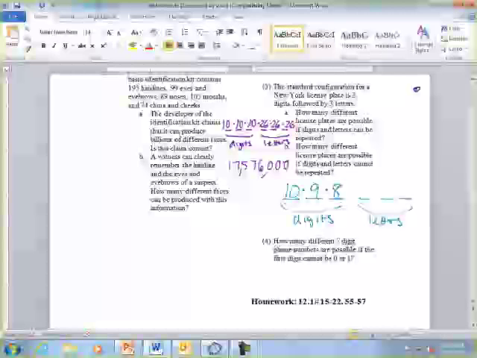What about for the letters? 26, 25, 24, because once you've used up a letter, it's no longer a possibility again. So we multiply that out and see how much that's going to reduce our options. So that drops down to 11 million. So we lost a little bit more than 6 million plates by not repeating.